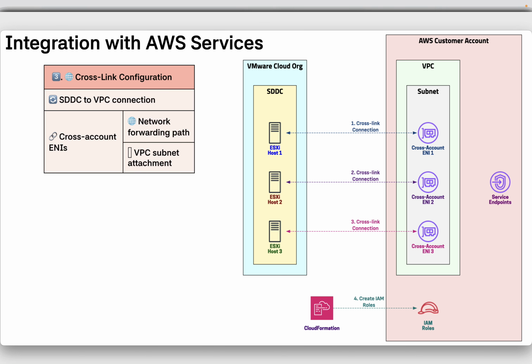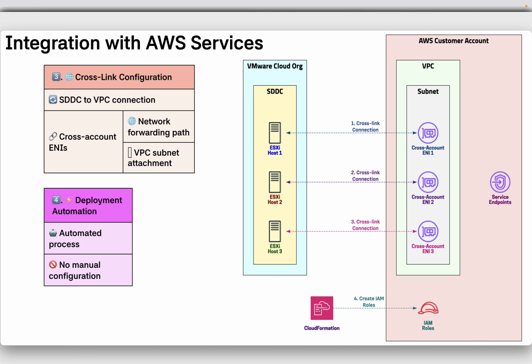Once connected, a cross-link configuration is established between the SDDC and VPC, utilizing cross-account ENIs attached to VPC subnets to create network forwarding paths that enable SDDC hosts to access VPC resources. The entire cross-linking process is fully automated during SDDC deployment, eliminating the need for manual configuration and streamlining the integration step.